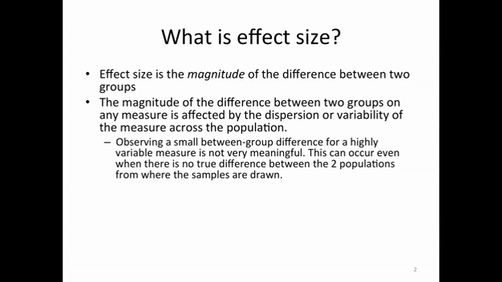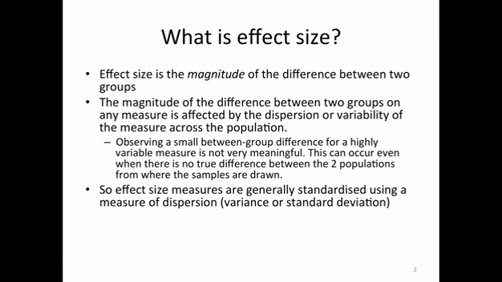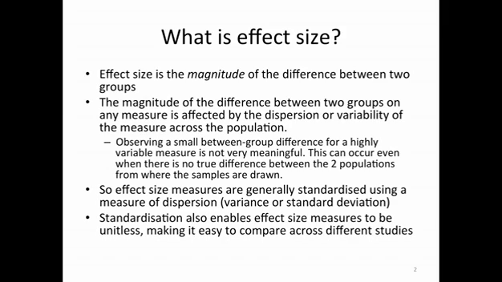Observing a small between group difference for a highly variable measure is not very meaningful. This can occur even when there is no true difference between the two populations from where the samples are drawn. So effect size measures are generally standardized using a measure of dispersion, that is, variance or standard deviation. Standardization also enables effect size measures to be unitless, making it easy to compare across different studies.